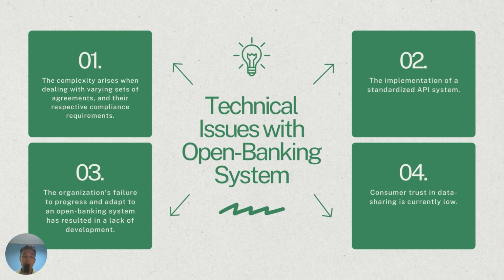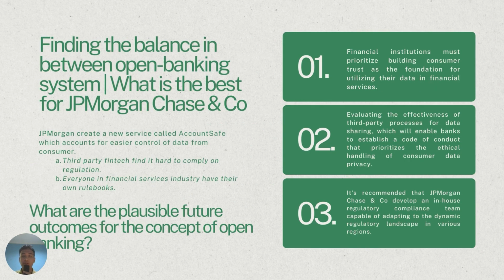For example, Bank A has a set of rulebooks that fintech must follow. Bank B has a different set of rulebooks. Bank C has a different set of rulebooks. It created confusion, and finally it did not manage to progress and adapt. And lastly, the simplest yet the hardest thing to do is to increase consumer trust in sharing their private information. So in the next slide, we're going to discuss the final output.